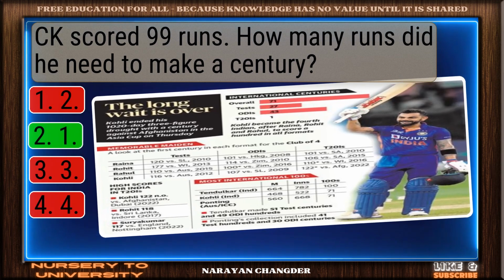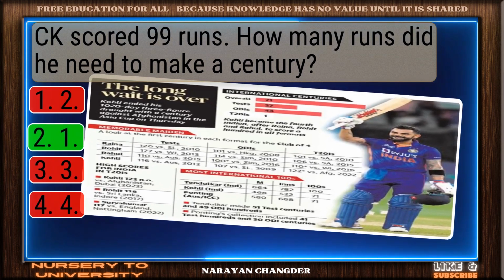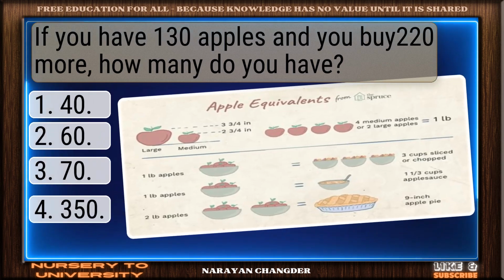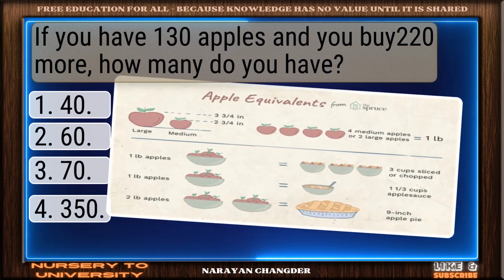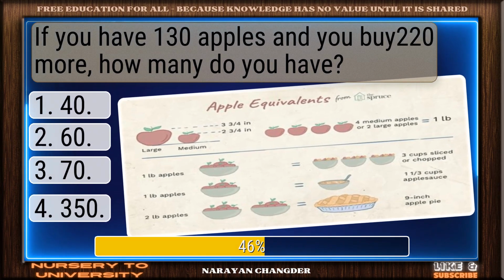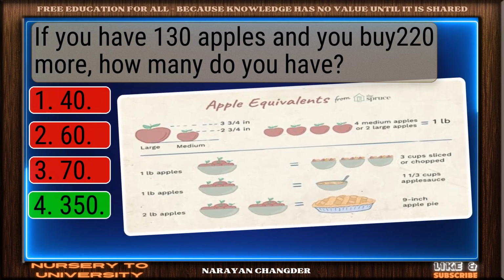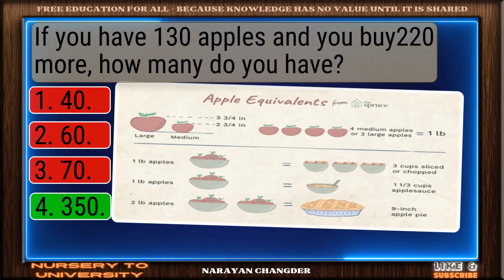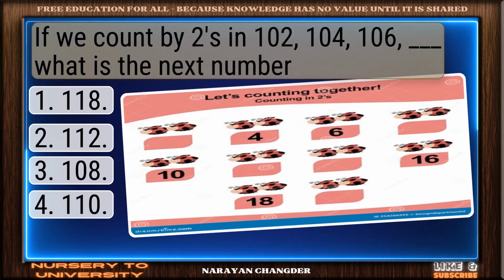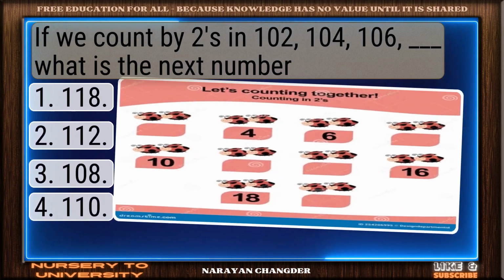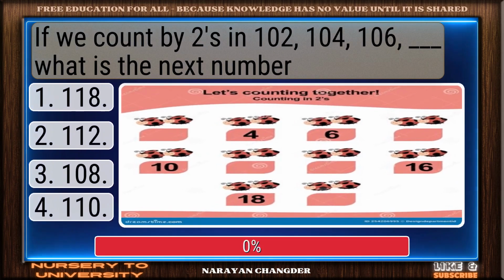Well reasoned. 1 is the correct choice. If you have 130 apples and you buy 220 more, how many do you have? Exactly. 350 makes sense and it is the right choice. If we count by 2: 102, 104, 106, dash, what is the next number?